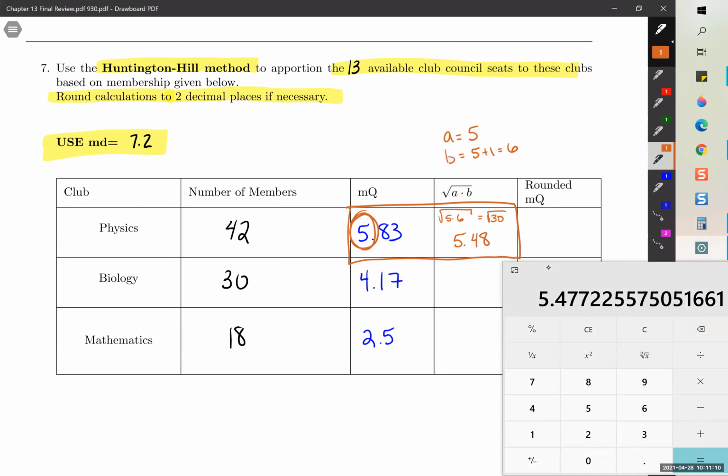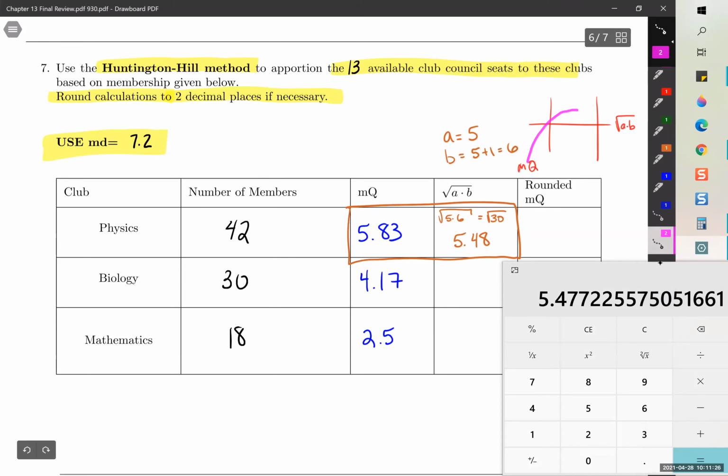And then how do we deal with this? The idea is this square root of AB is like a benchmark to see whether we should round up or down. So think about our MQ here. If the MQ is larger than the square root of AB, it rounds up to the next integer. But if the MQ is smaller than the square root of AB, if it can't make it over the square root of AB, then we round down. So considering these, how are MQ and this square root of AB related? Do we agree in this case 5.83 is larger than 5.48?